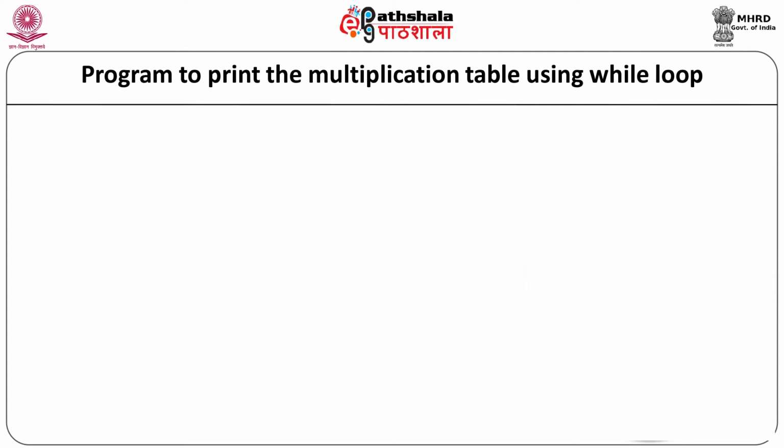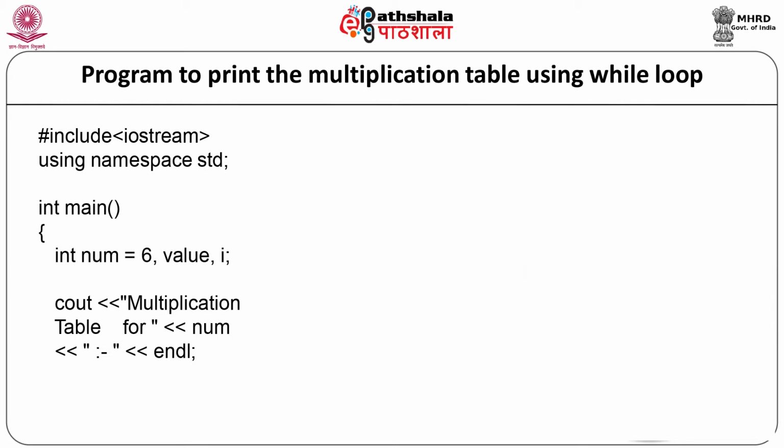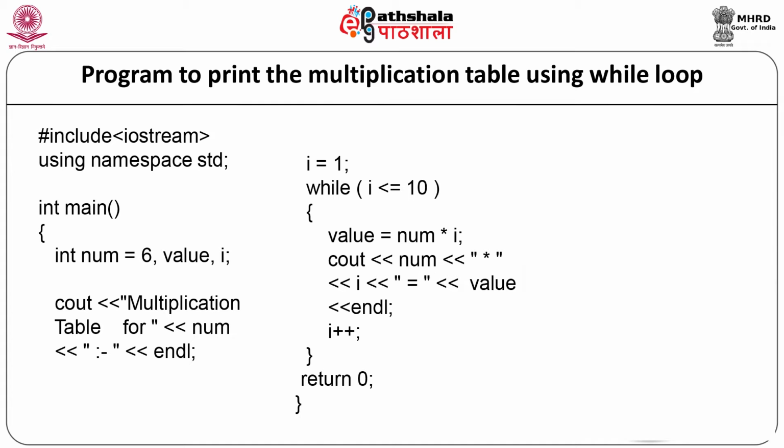Now, let us see the program to print the multiplication table for a given number using the while loop. We will start with the program: #include <iostream>, using namespace std. Here in the main program we will declare the variables as integer num equal to 6, value and i. cout "multiplication table for" num, endl. The i value is initially 1, while i is less than or equal to 10. What we are doing inside the while loop is value equal to num into i, and we are displaying on the screen the message cout num star i equal to value, i plus plus. We are ending the while loop, and we are ending the main program.